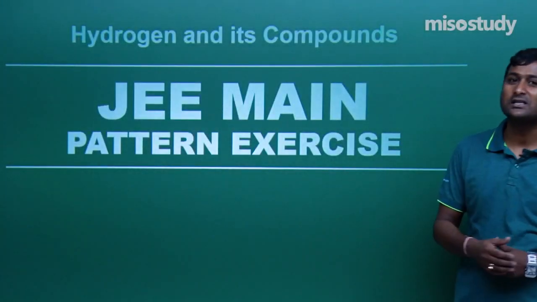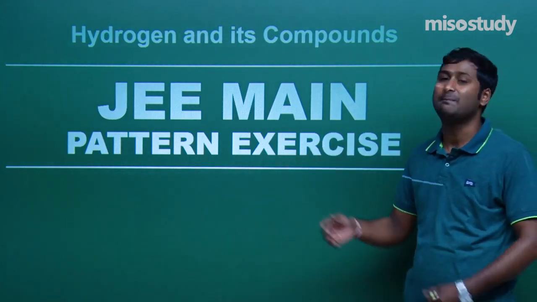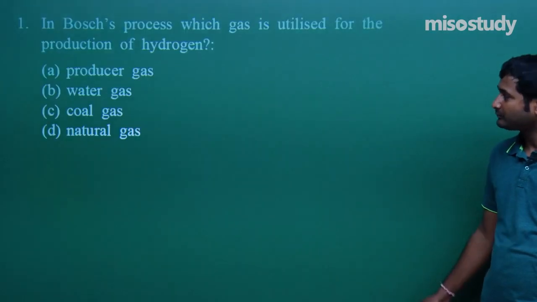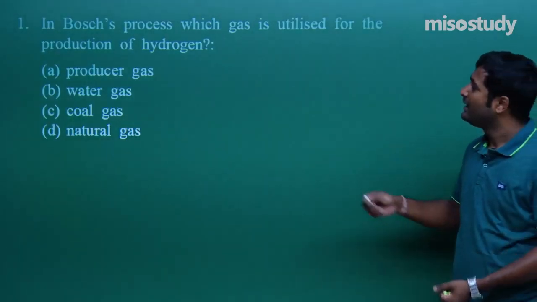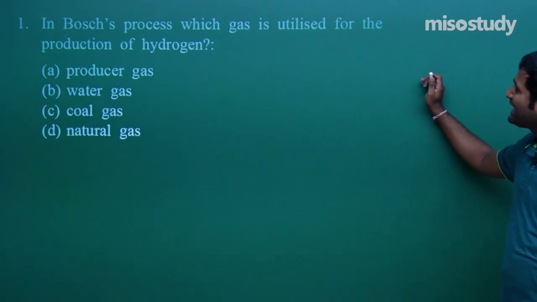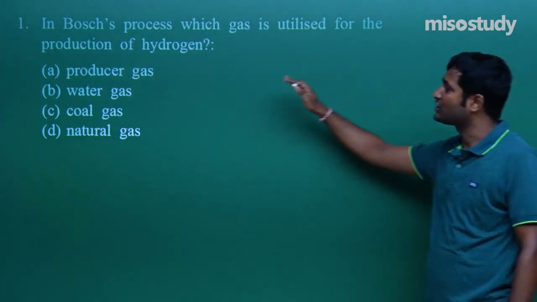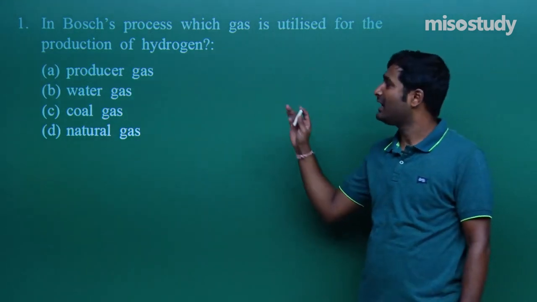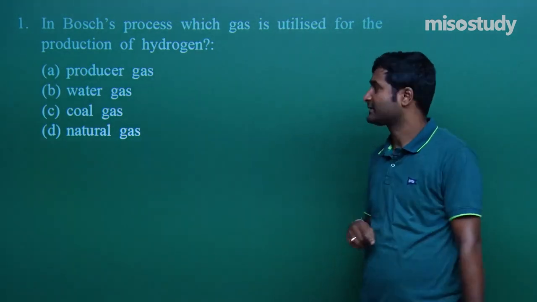Today we are going to discuss a few questions related to JEE Main exams. Clear? So let's start with the topic, and my first question. Look at it: in the Bosch process, which gas is utilized for the production of hydrogen? Now tell me, which one is the Bosch process?